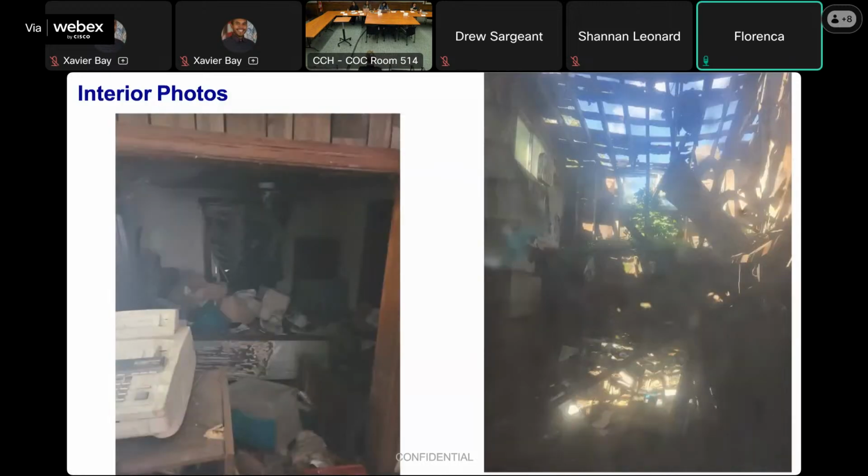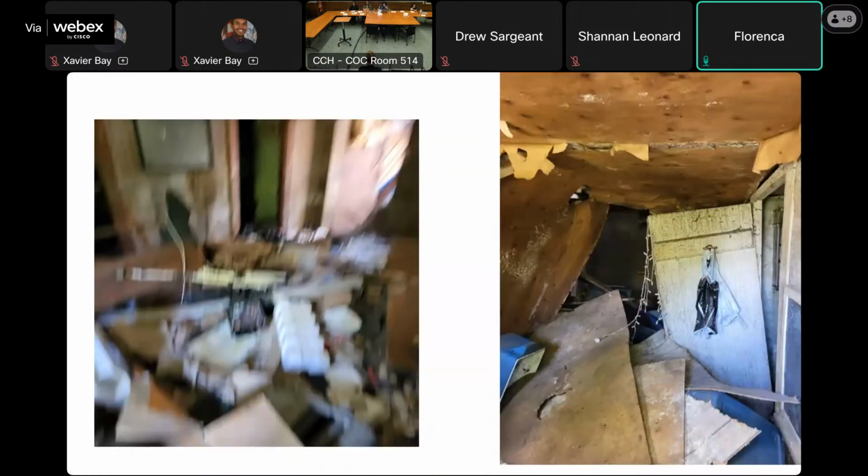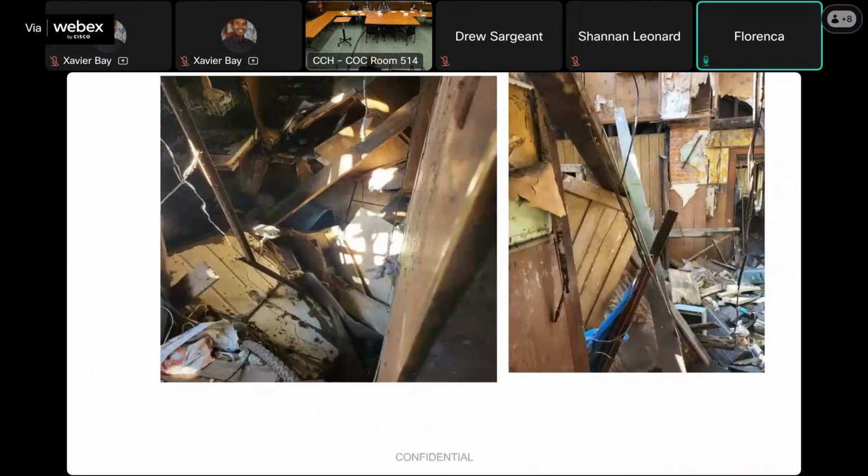Next slide, thank you. These are the interior photos. As you can see, the roof is completely deteriorated. A major clean out is needed. There is no heating system, no plumbing. Look, it's in a really bad shape.